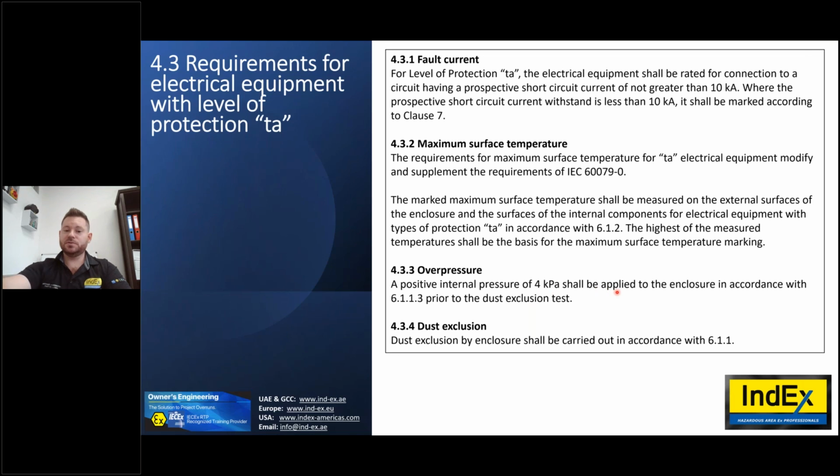Overpressure testing also needs to happen, where an internal pressure of 4 kPa is applied to the enclosure in accordance to the dust exclusion test. Dust exclusion by the enclosure shall be carried out in accordance with 611, where the IP testing confirms this.